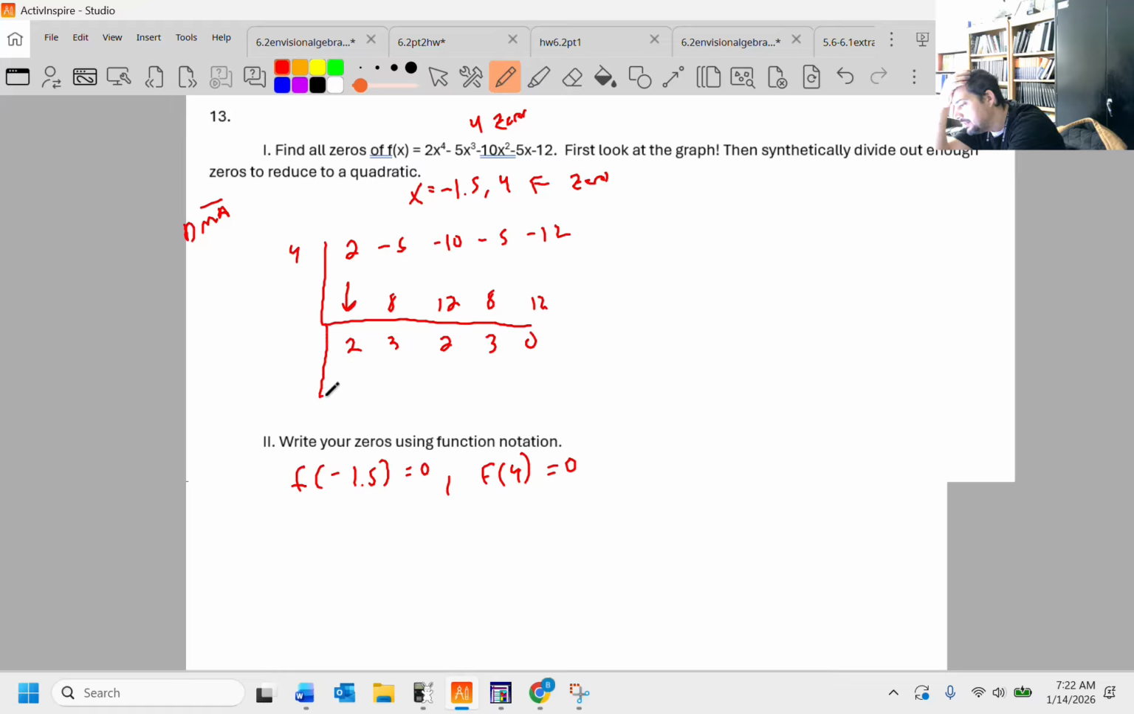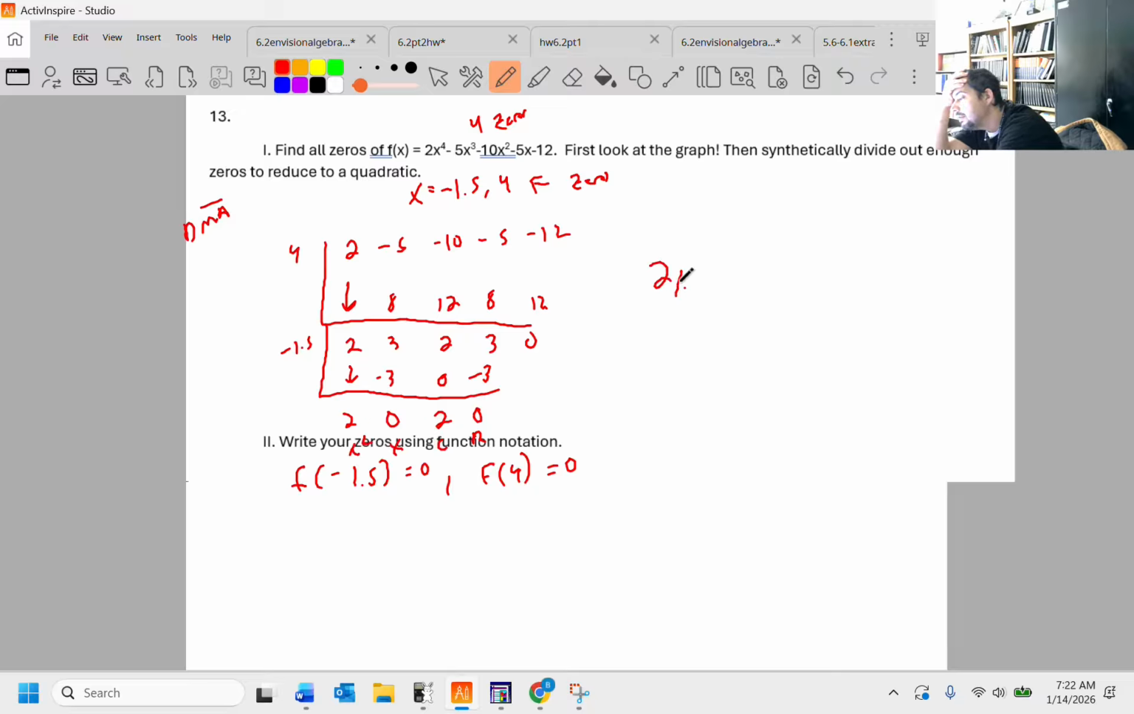And since I got a 0, I'm going to go ahead and do synthetic division again. -1.5 times 2 is -3. -3 plus 0 is 0. Anything times 0 is 0. 2 plus 0 is 2. And 2 times -1.5 is -3, and we got another 0. Now remember, this is your remainder, your constant, your x, and your x squared.